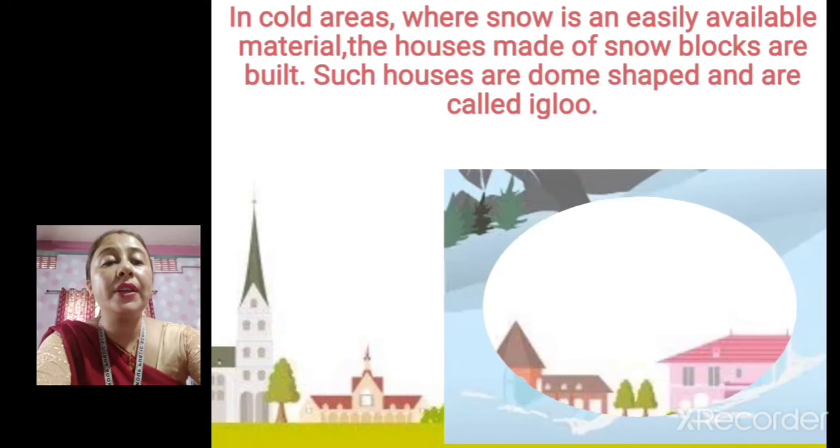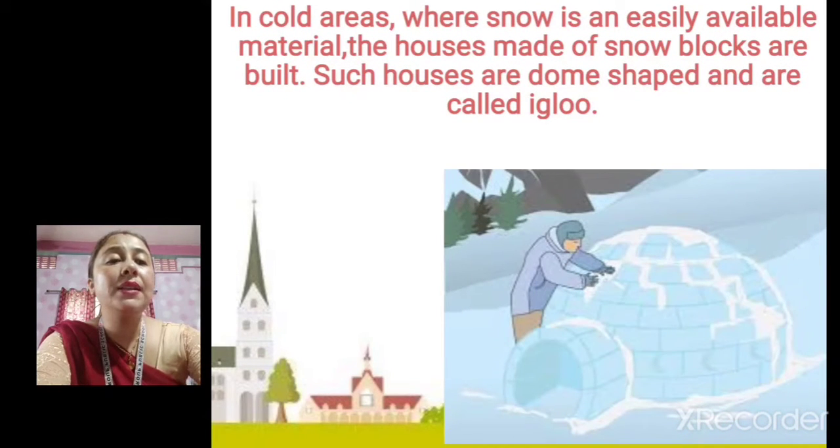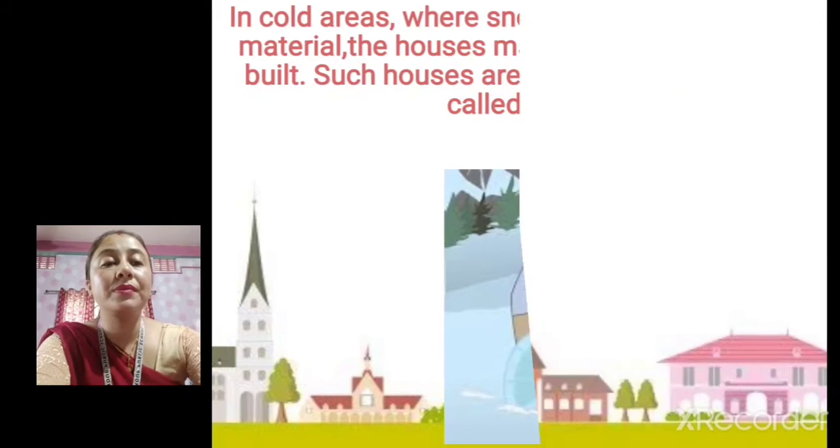In cold areas where snow is an easily available material, houses made of snow blocks are built. In cold areas you can find igloos. Igloos are built from snow blocks because there we find enough snow. Such houses are dome shaped. You can see the igloo in the picture. It is of dome shape and is known as an igloo.